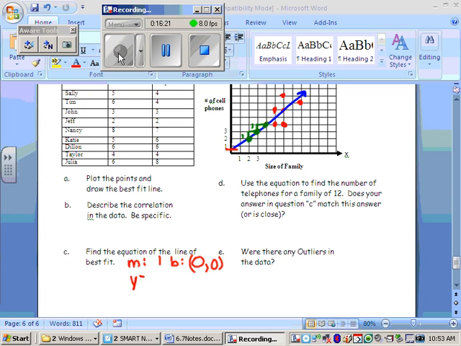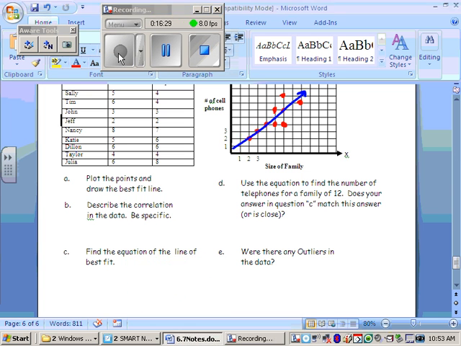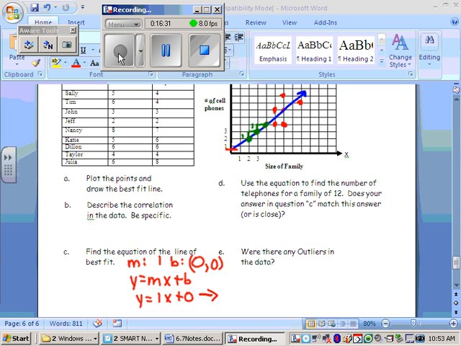Now once you know the m and the b, you can simply plug that into y equals mx plus b to get your equation. So y equals 1x plus 0. Now in this equation, you do not need to write the 1 and you do not need to write the 0. So it looks like it's just simply y equals x that represents this situation.